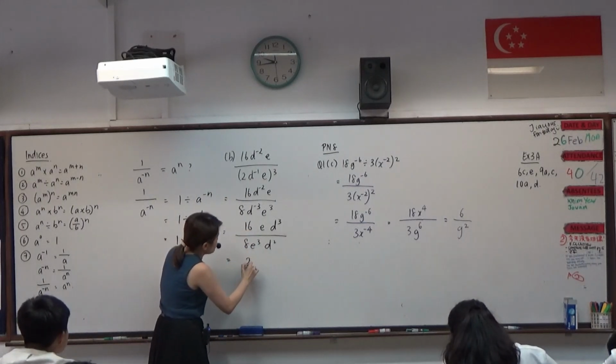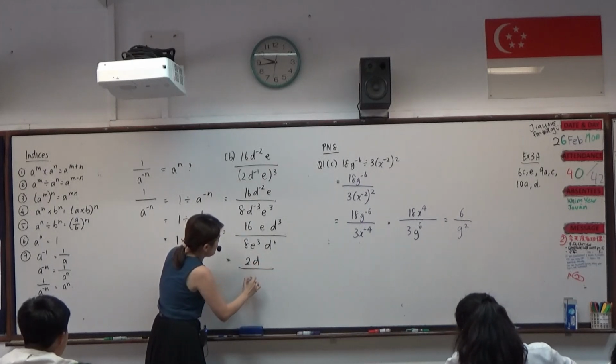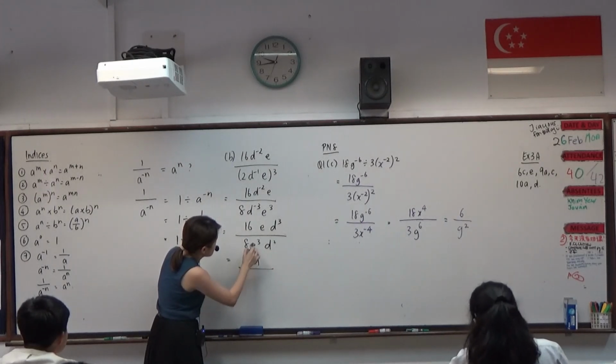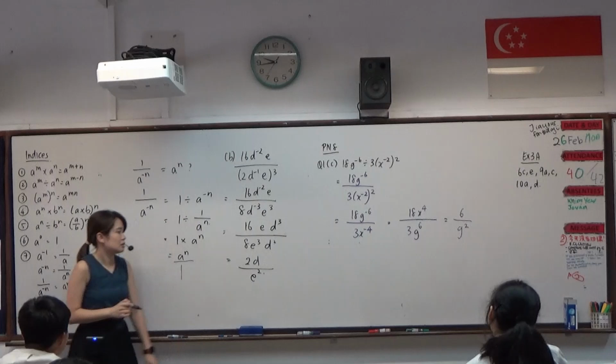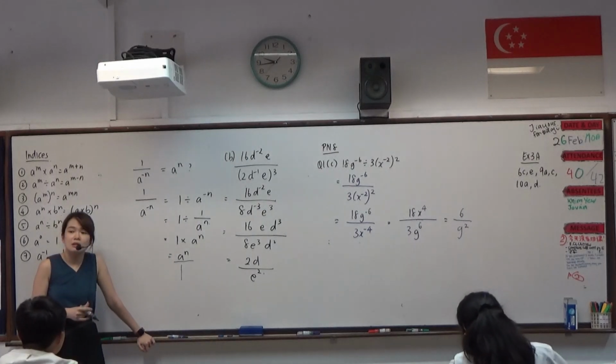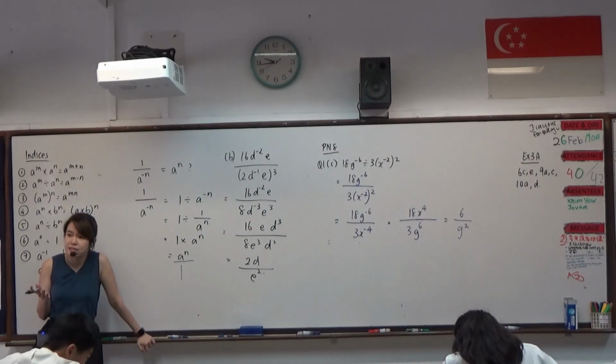16 divided by 8 is 2. Okay, then after that d over here is e squared. This was what we did yesterday, yes.